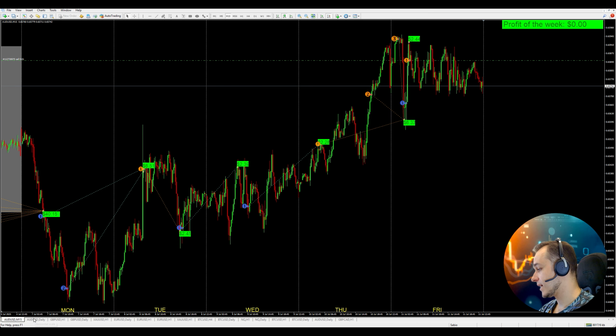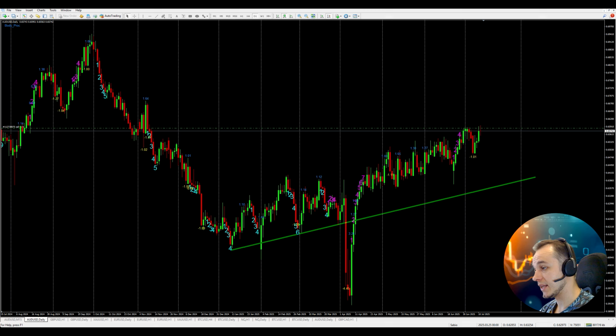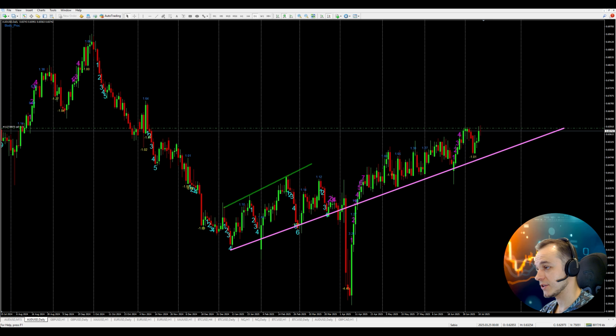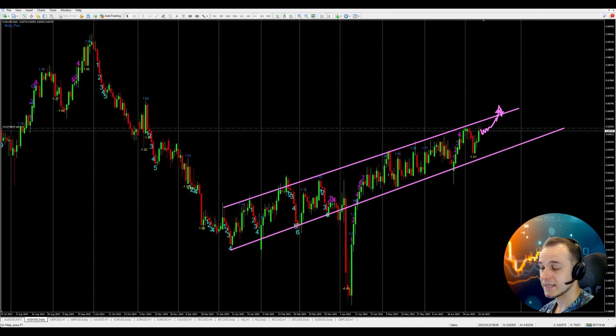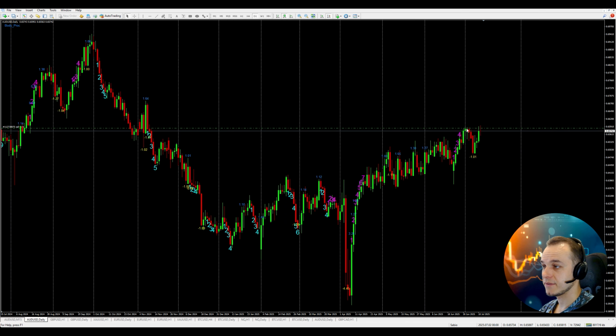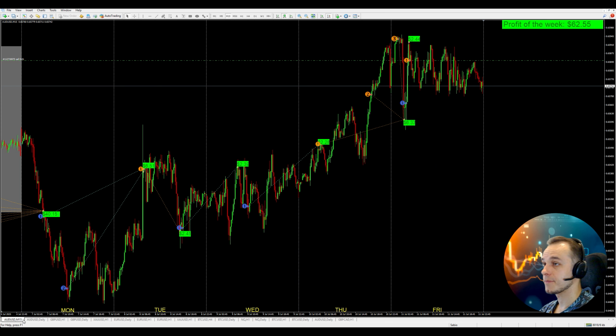Then let's check the daily time frame. We can see that we are in a global uptrend. The situation didn't change. We are moving towards the new local highs. So let's see how the price develops, but I suppose that after we reach this kind of a local resistance level, we're gonna see a deeper correction, which will allow us to close all our selling trades with a profit. The profit of this week amounted to $62. Let's switch to the next currency pair.